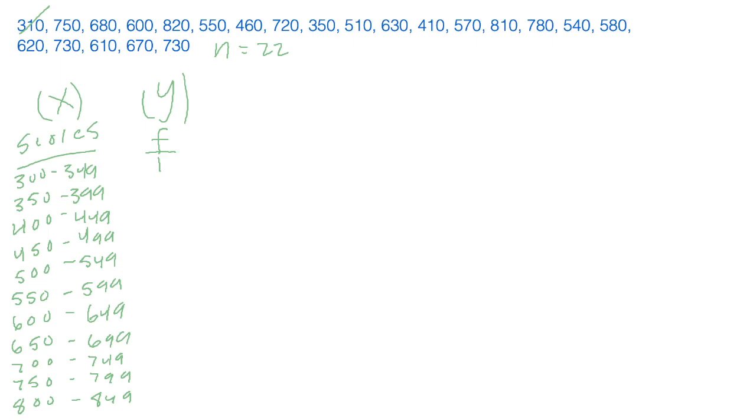How many do we have between 350 and 399? Looks like we just have the one. 400 to 449. Let's see, we have one. All right, 450 to 499. We have, let's look, one. All right, 500 to 549.